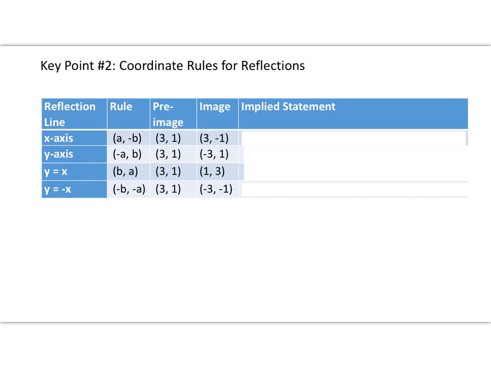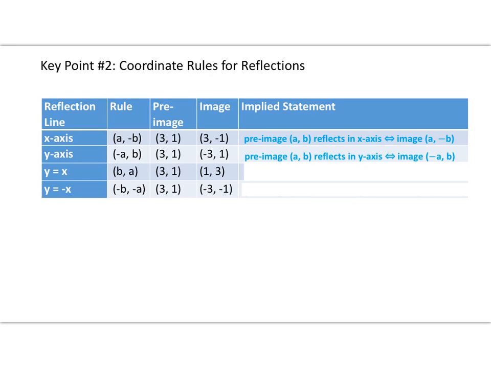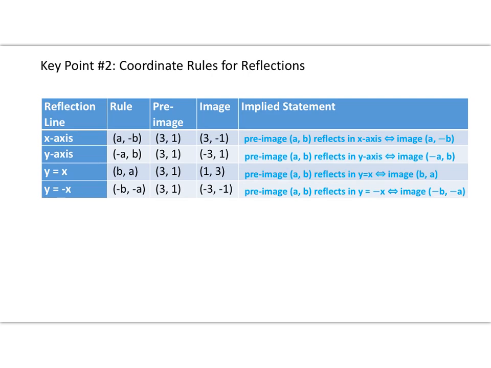So one way to help us with our rules is our implied statement. So the pre-image (a, b) reflects across the x-axis to become image (a, -b). And if I reflect across the y-axis, it becomes image (-a, b). And if I reflect across the line y equals x, I switch, so (b, a). And if it reflects across the line y equals -x, it switches and is opposite, (-b, -a).